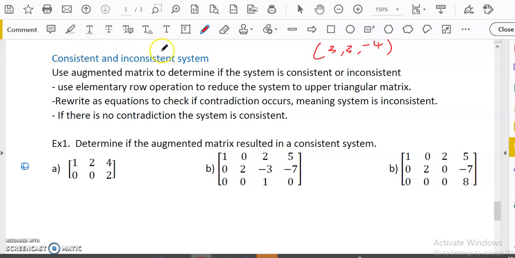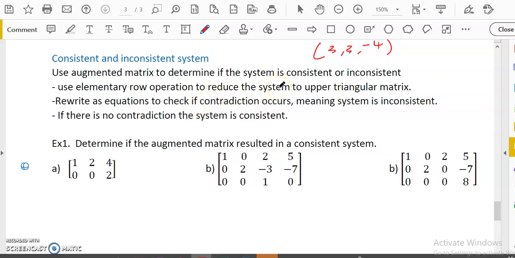We are looking at something called consistent and inconsistent systems. In the last video, we talked about how to solve if a system has a solution using elementary row operations. It turns out that elementary row operations can also help us to detect if the system is consistent or inconsistent.